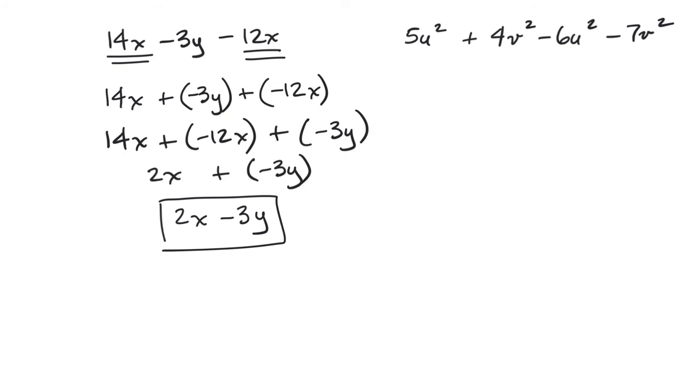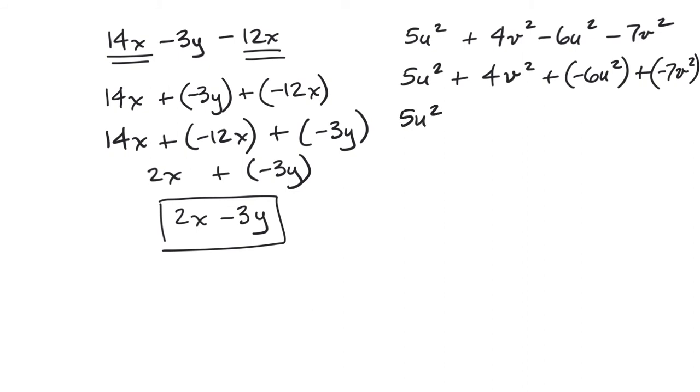So again, what we have here, we've got 5u squared plus 4v squared minus 6u squared minus 7v squared. So let's write it as an addition statement so we can then move our terms around as needed. So this becomes this expression. All right, so I'm going to move this guy over here, and we'll just flip-flop these so that the u squareds will be next to each other and the v squareds will be next to each other.